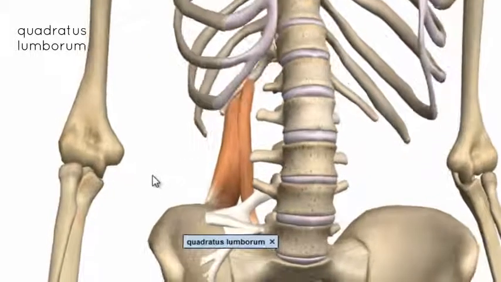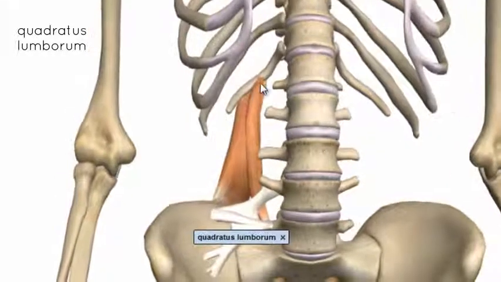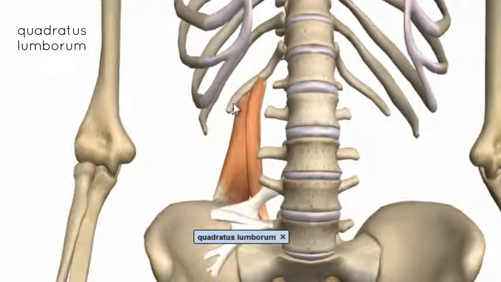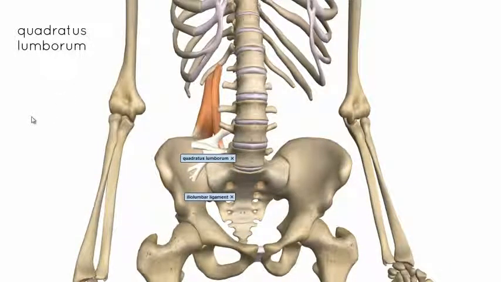It's not shown very clearly on this model, but the quadratus lumborum muscle actually inserts onto the transverse processes of lumbar vertebrae L1 to L4, so it inserts here, here, here and here, as well as the inferior margin of the 12th rib. So this muscle can laterally flex the spine, and it can also depress the rib. And this muscle is innervated by the anterior rami of spinal nerves T12 and L1 to L4.